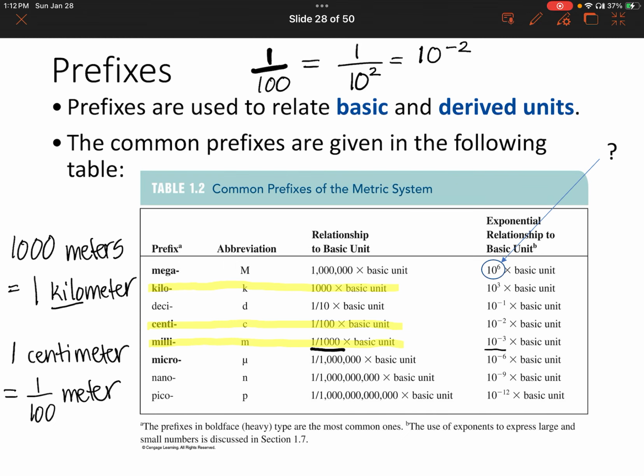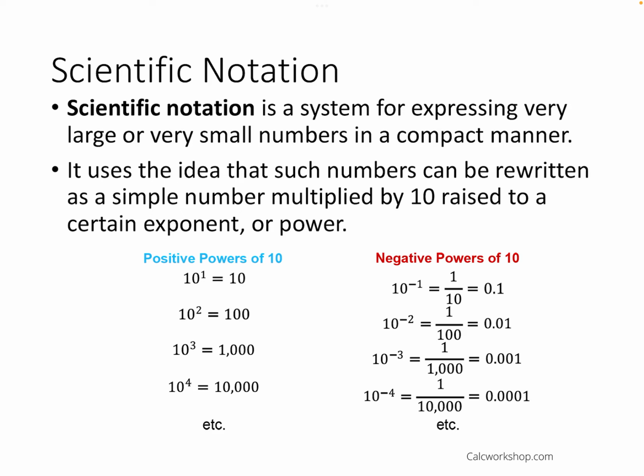And that's actually going to bring us into scientific notation. So again, this is a system for expressing very large or very small numbers in a compact manner. And it uses the idea that such numbers can be rewritten as a simple number multiplied by 10, which is raised to a certain exponent or power.